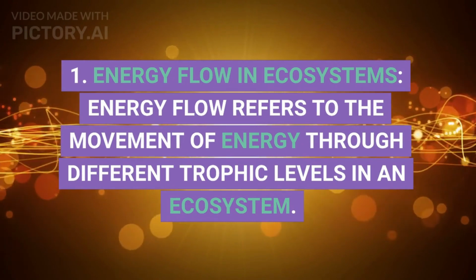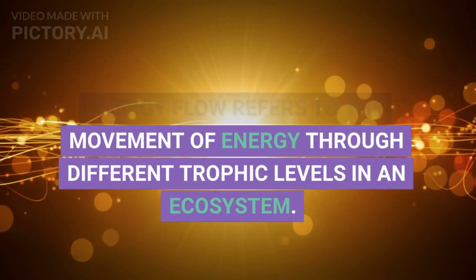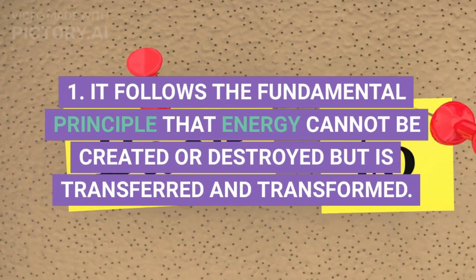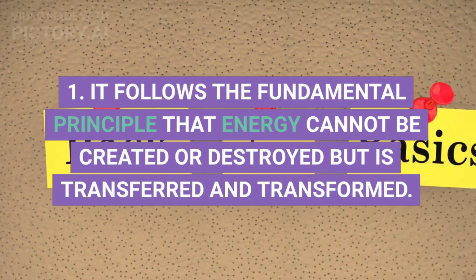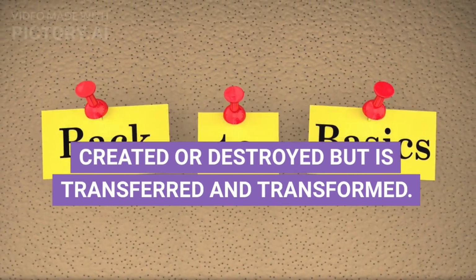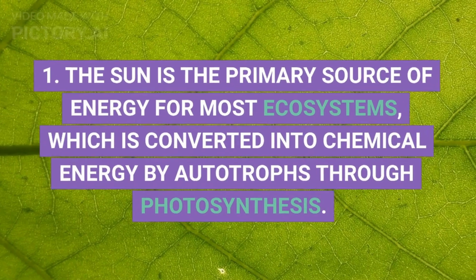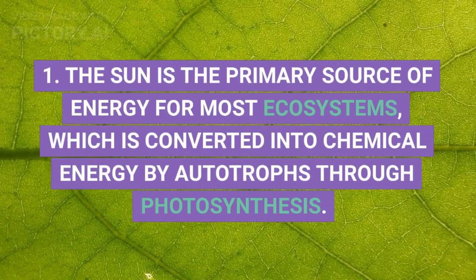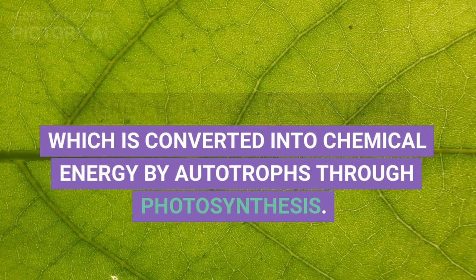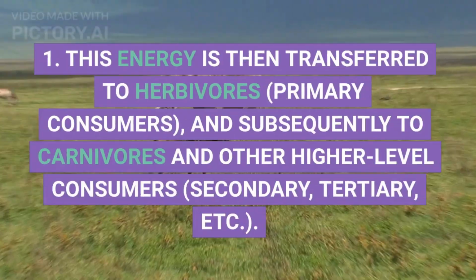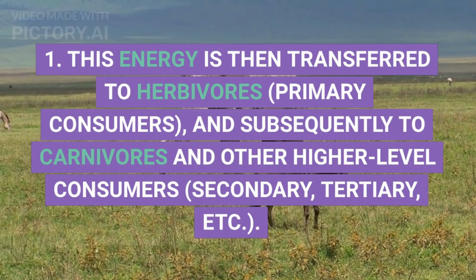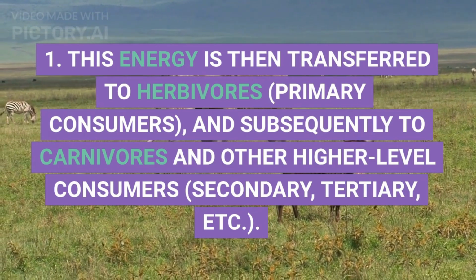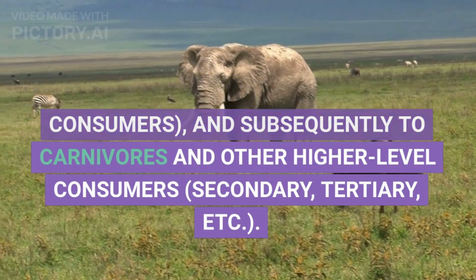2. Energy flow in ecosystems. Energy flow refers to the movement of energy through different trophic levels in an ecosystem. It follows the fundamental principle that energy cannot be created or destroyed but is transferred and transformed. The sun is the primary source of energy for most ecosystems, which is converted into chemical energy by autotrophs through photosynthesis.